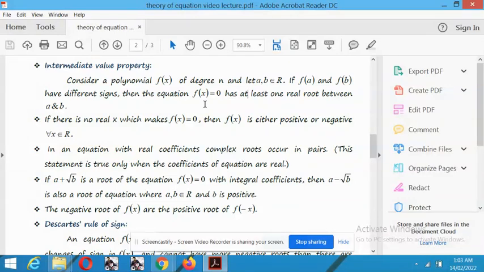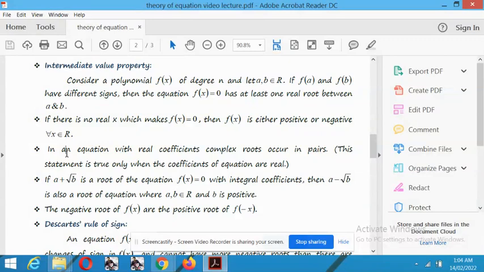Once again we repeat: consider a polynomial f of x of degree n, and let a and b belong to R. If f of a and f of b have different signs, then the equation f of x equal to 0 has at least one root between a and b. Now if there is no real x which makes f of x equal to 0, then f of x is either positive or negative for all x belonging to R. That is very simple.